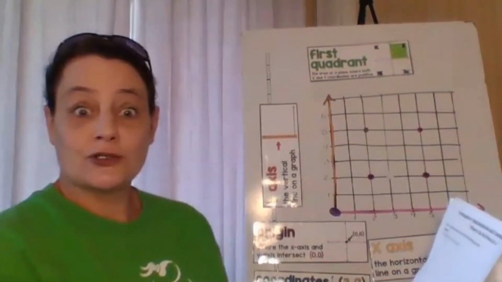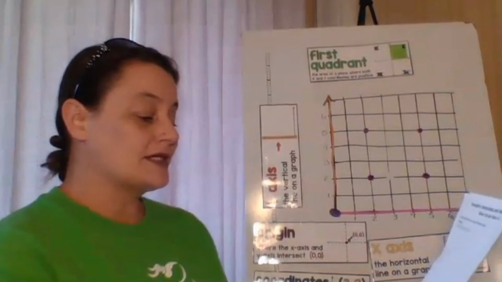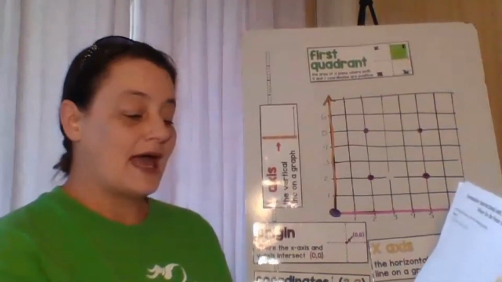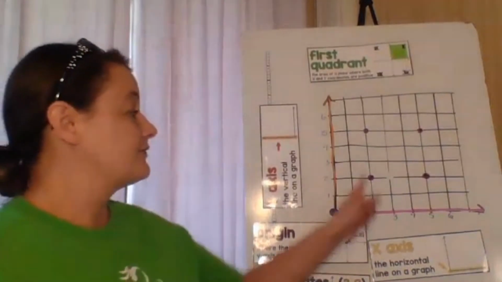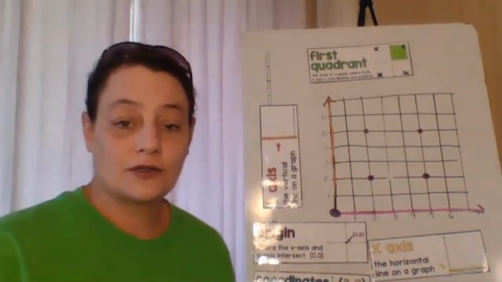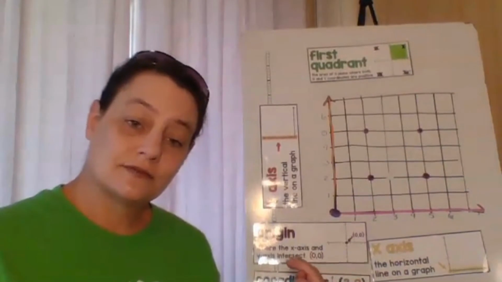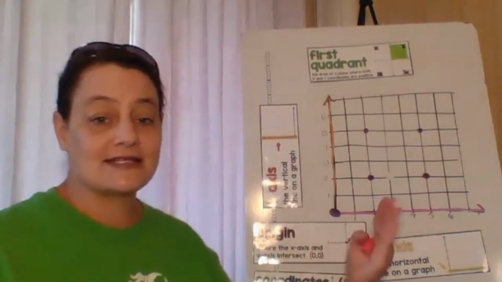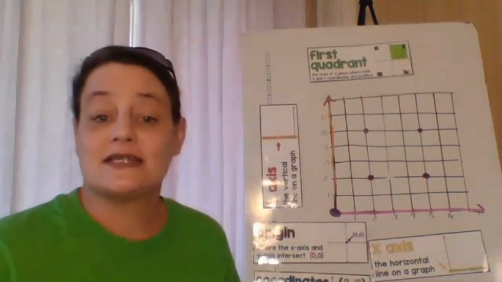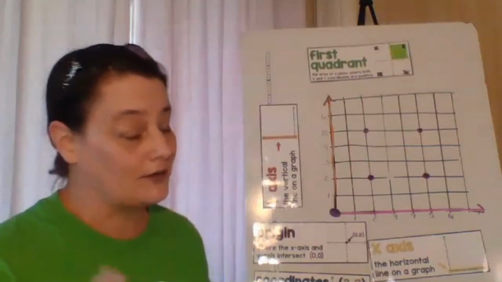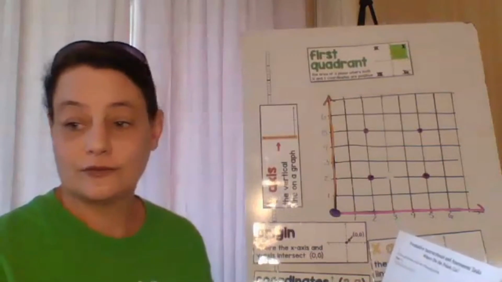Now, our part 2 says choose one of the points listed above and describe how you knew where to plot the point. Well, we'll just choose the first one, 2, 5, okay? We know that we start at the origin, we go over on the x-axis, then up on the y-axis, and finally get to our destination, okay? That is how we know where to go on that point.